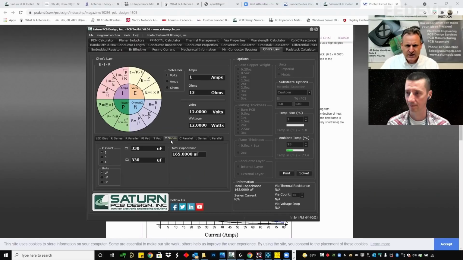And it's something I just recently put in there for everybody. Capacitors in series, capacitors in parallel, inductors in series and inductors in parallel, and what those values are.